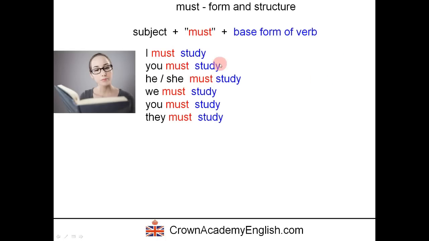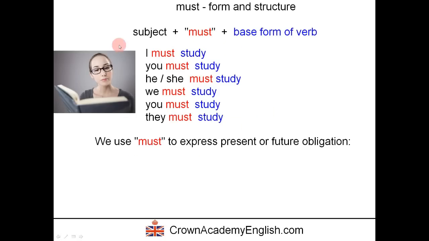Example. So here it is. I must study. You must study. He or she must study. We must study. You must study. And they must study. So it's the same for all of the subjects. So must is always the same form, and the base form of the verb is always the base form of the verb. That doesn't change. Okay? And there is only one form for this. We do not have a present, future, past. This is just the single one form.